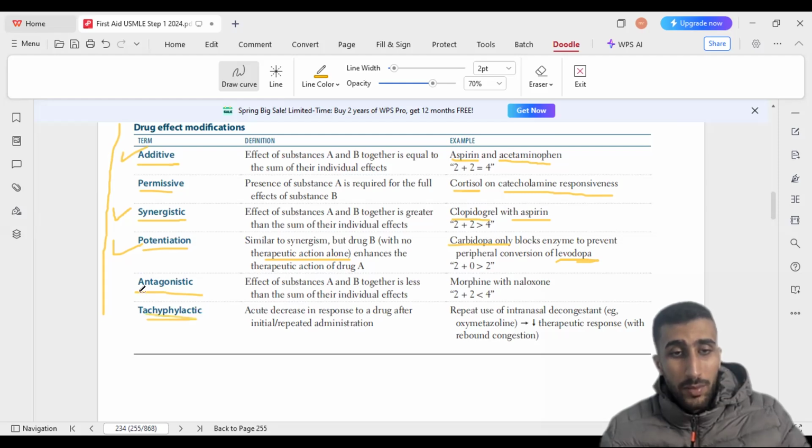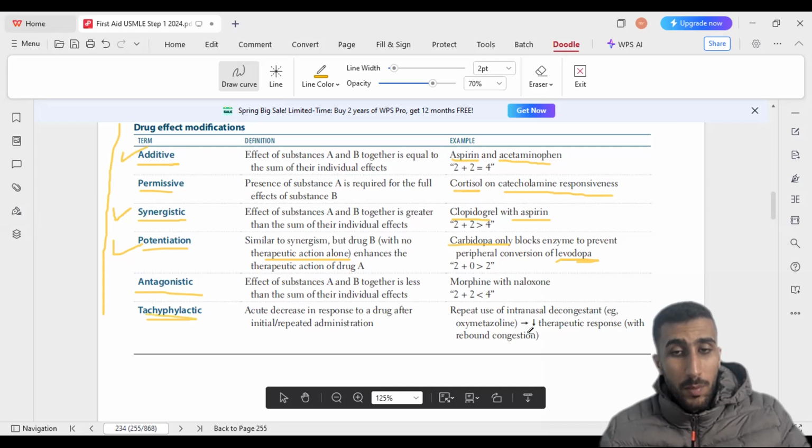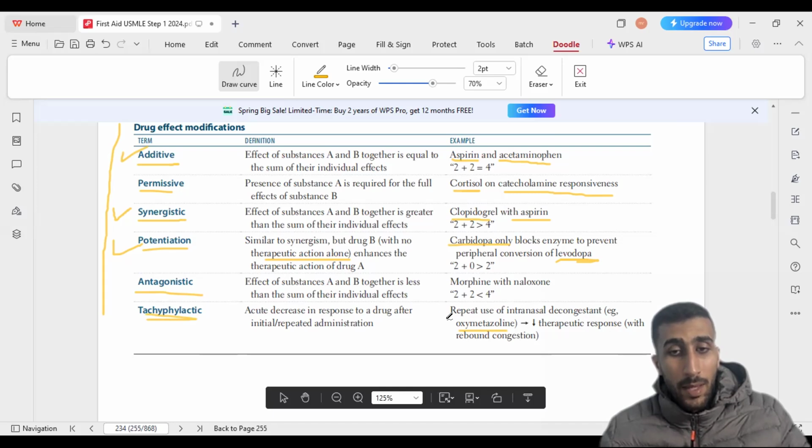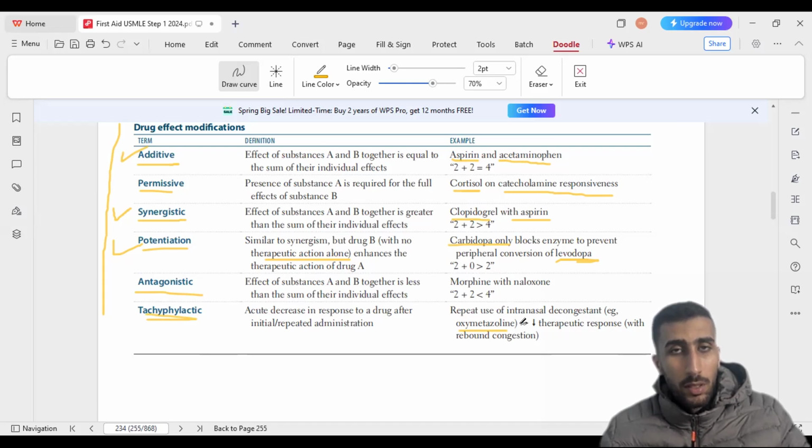But here is tachyphylaxis. You remember the famous example of oxymetazoline. When you give an intranasal decongestant like oxymetazoline, you have to warn your patient to use it for only 4 or 5 days. Otherwise, after the patient got a marvelous effect and is improving, he will go back again to the same problems because of decreased therapeutic response with rebound congestion.